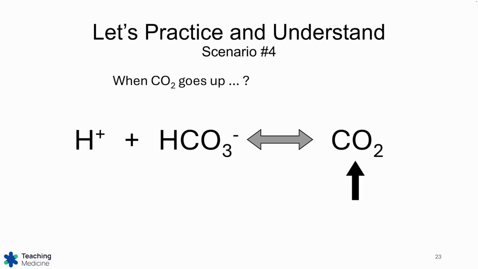And the opposite: what happens when carbon dioxide levels go up? We're asking what happens to the hydrogen ion concentration. We're not asking what happens to the bicarb. So when carbon dioxide goes up, it shifts the equation over to the left. This is going to generate more hydrogen ions. And so when carbon dioxide goes up, hydrogen ion concentration also goes up.